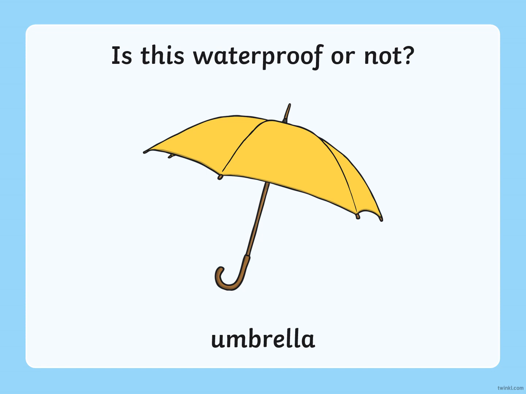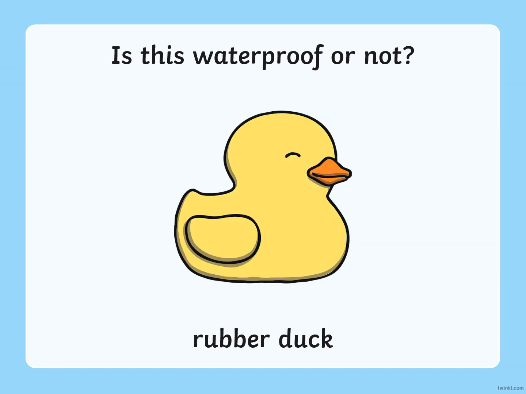An umbrella. Is an umbrella waterproof? Superstars, you are right. An umbrella is absolutely waterproof and an umbrella is made out of plastic. A rubber duck. Is that waterproof? Yes, it is waterproof, and we know it's waterproof because when you use a rubber duck in the bath, water doesn't go into it. It actually just sits on top of it. It slides down it. And a rubber duck is made out of? It's made out of rubber.